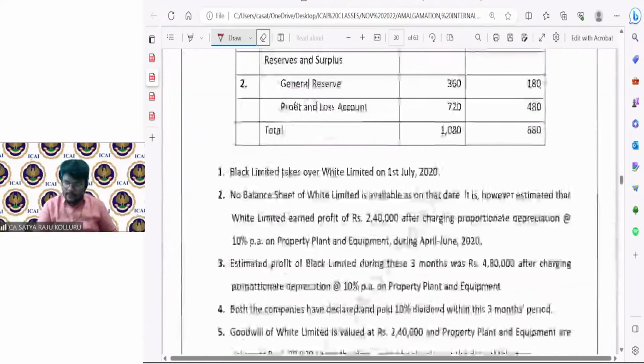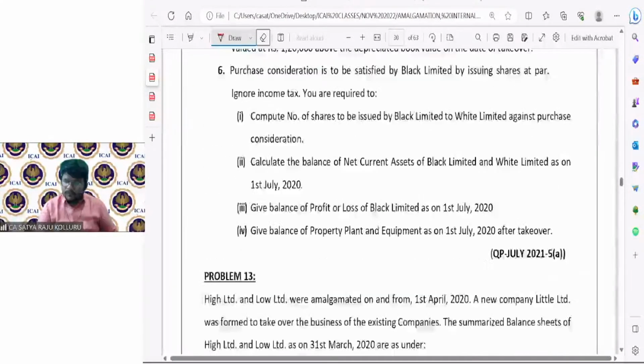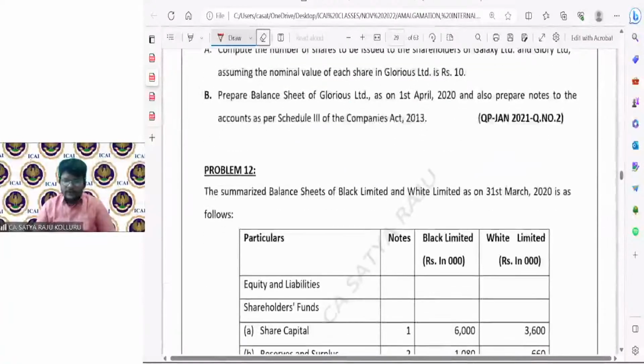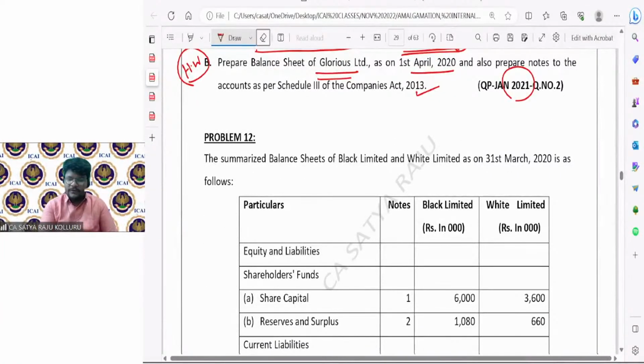Let me take one more exam problem. The problem was asked in July 2021. So what is the question all about? Let me read first. The summarized balance sheet of Black Limited and White Limited as on 31st March 2020 is as follows.